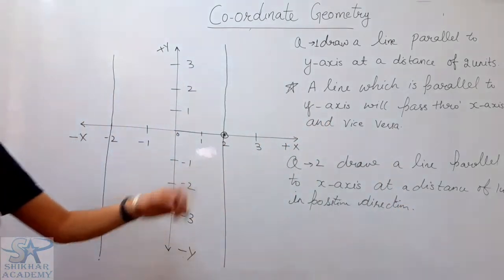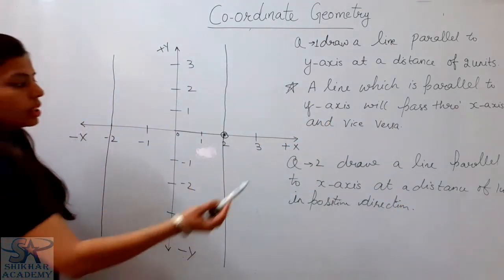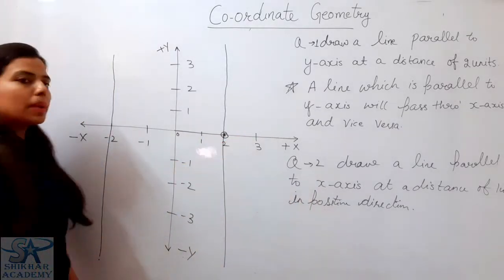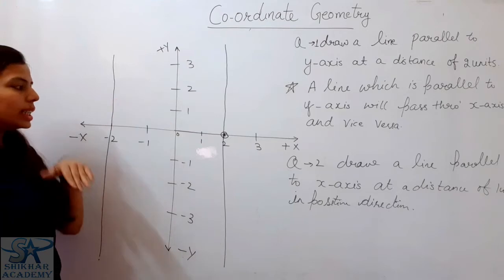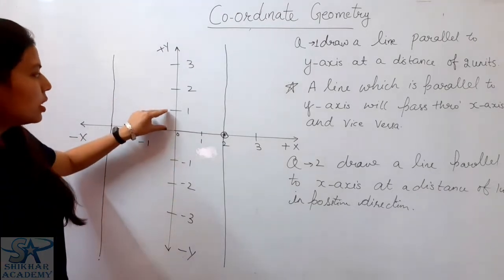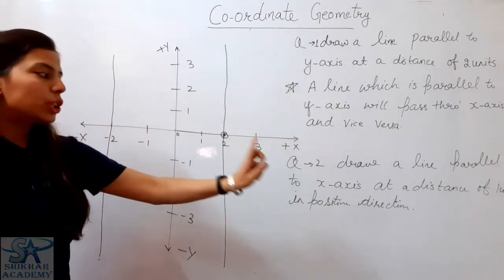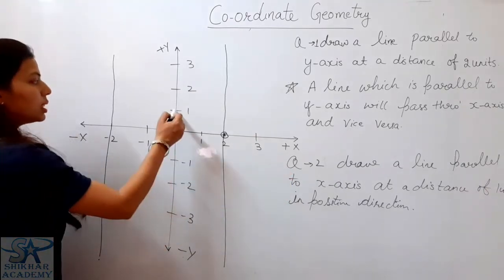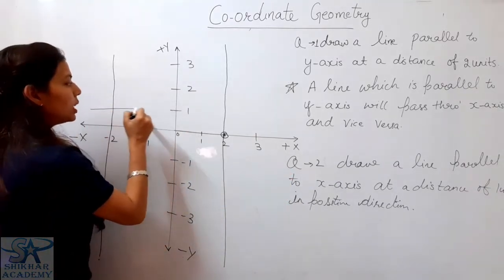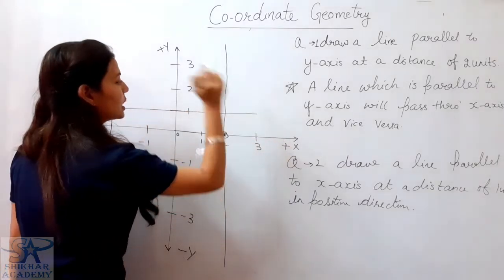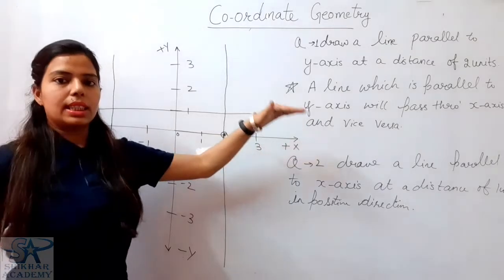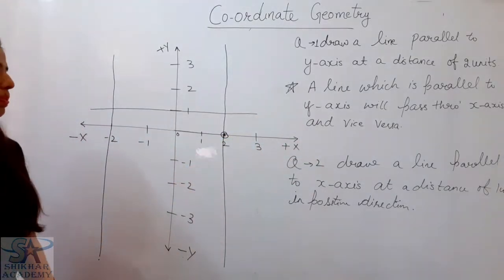So here I have to draw a line which is parallel to the x-axis. This is my x-axis. The line which is parallel to the x-axis will pass through the y-axis at a distance of 1 unit. This is 1, this is 1, but it is specially mentioned that it is in the positive direction. So this is the positive direction. So this will be the line which is parallel to the x-axis. So it will pass through the y-axis, right?